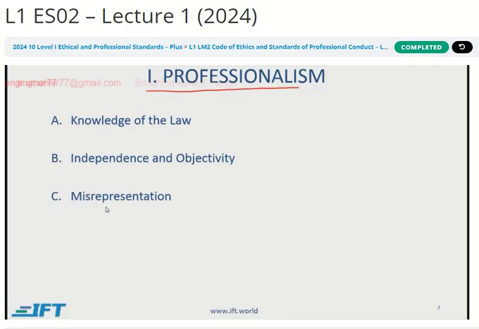Next comes misrepresentation. You must not knowingly make any misrepresentations relating to investment analysis, recommendations, actions, or other professional activities. 1D is misconduct. This means that you must not engage in any professional conduct involving dishonesty, fraud, or deceit, or commit any act that reflects adversely on your professional reputation, integrity, or competence.